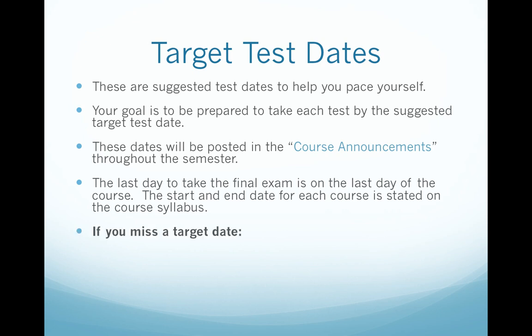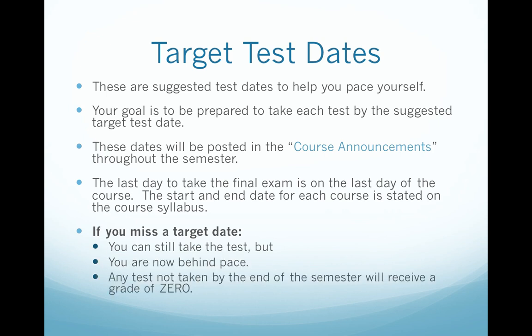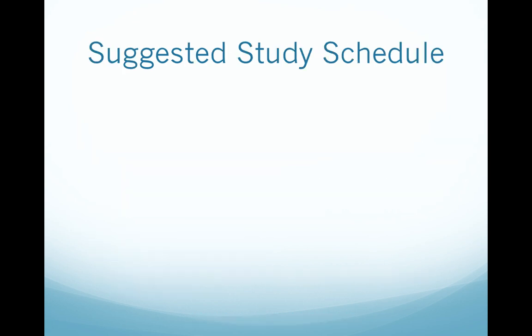If you do miss a target test date, it's okay. You can still take the test, but this just means that you're now behind. And if you're behind, then you're going to have to work a little bit harder to get caught up. So any test that you don't take by the end of the semester, you're going to receive a grade of a 0. So you don't want that to happen. So just be aware and don't procrastinate.